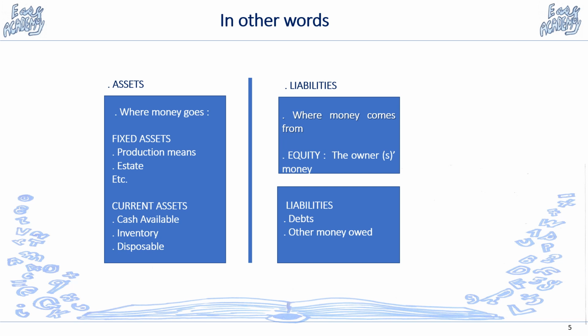Assets is where the money goes, split between fixed assets, that includes production means, estate, etc. Current assets, that includes cash available, inventory, disposable.